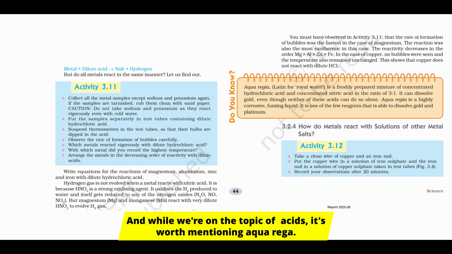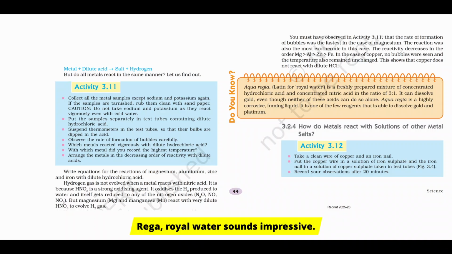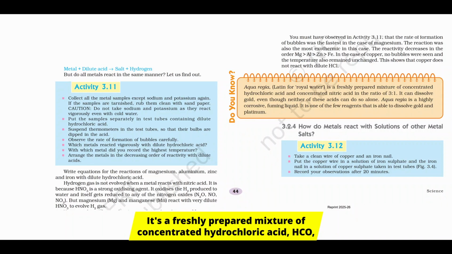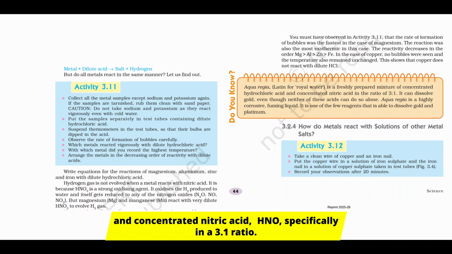And while we're on the topic of acids, it's worth mentioning aqua regia. Ever heard of it? Aqua regia. Royal water. Sounds impressive. It is. A fitting name because of its unique ability to dissolve noble metals like gold and platinum. It's a freshly prepared mixture of concentrated hydrochloric acid, HCl, and concentrated nitric acid, HNO3, specifically in a 3:1 ratio. 3 parts concentrated HCl to 1 part concentrated HNO3.